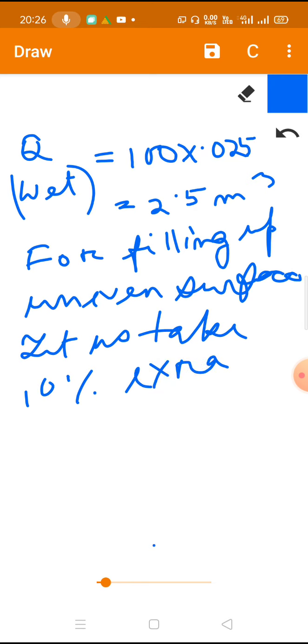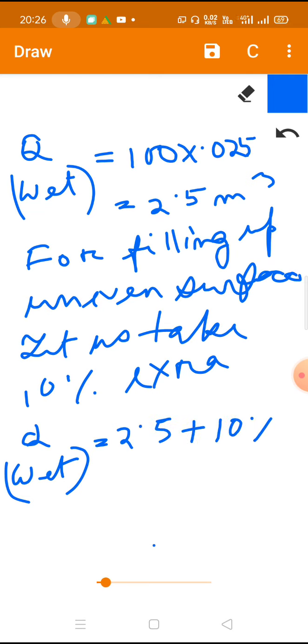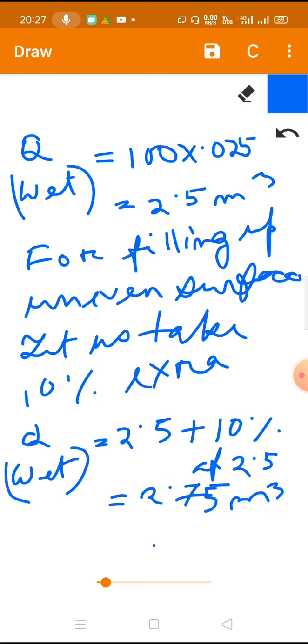So that ultimately the final wet volume will be 2.5 plus 10% of 2.5, that will be 2.75 cubic meter. So this is the total wet volume.